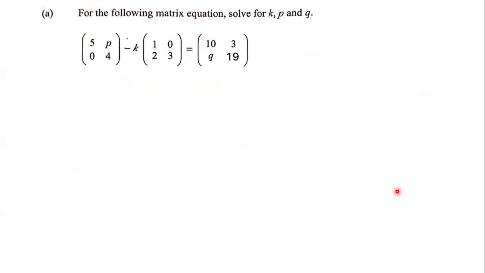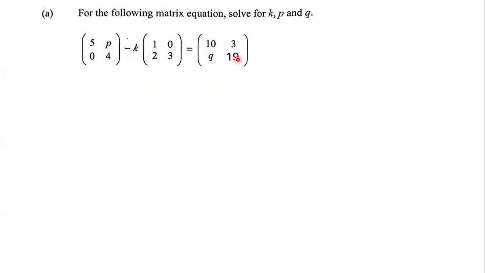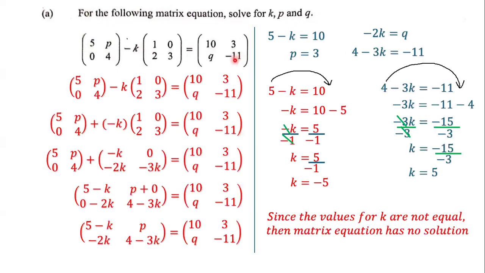Now, what if we had a similar question to this matrix equation? What if the only thing that we changed was this number? Instead of putting negative 11, we put 19. Would we have a different result? And so let's do this similar question, but the only thing is this is 19 instead of being negative 11.